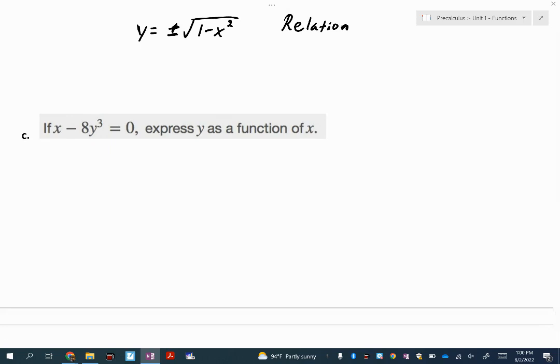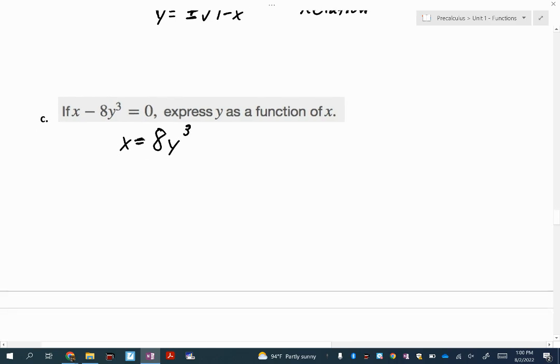If x minus 8y cubed equals 0, express y as a function of x. Again, I'm going to solve for y. I'm going to move the negative 8y cubed to the other side just because it's already a negative. When I move it over, it becomes positive. Divide both sides by the 8. Get 1/8 x equals y cubed. I cannot leave that cube there, so I move it to the other side by taking the cube root. So I have the cube root of 1/8 x.